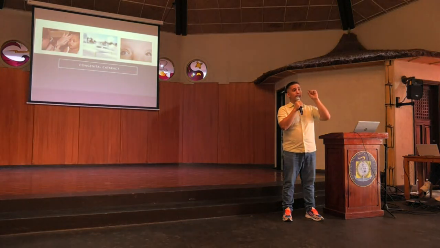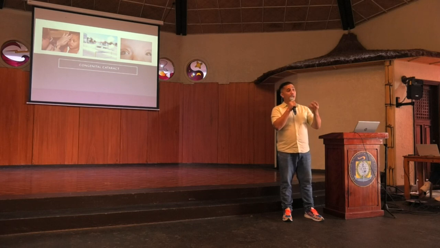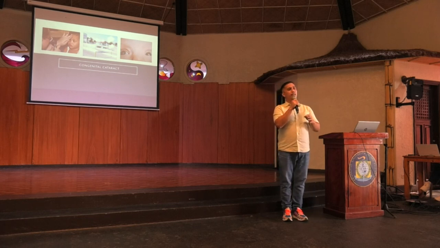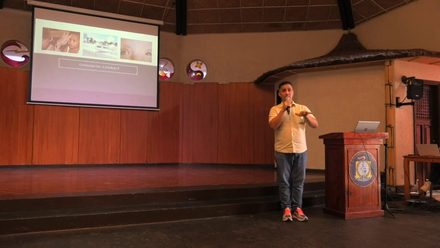So the lens inside the eye should be clear, but it's already opaque, white. So, sad to say, there are cases wherein the intervention is already too late. It's already too delayed. That child already suffered visual impairment. Instead of being able to read text, what happened is they were made to read braille.